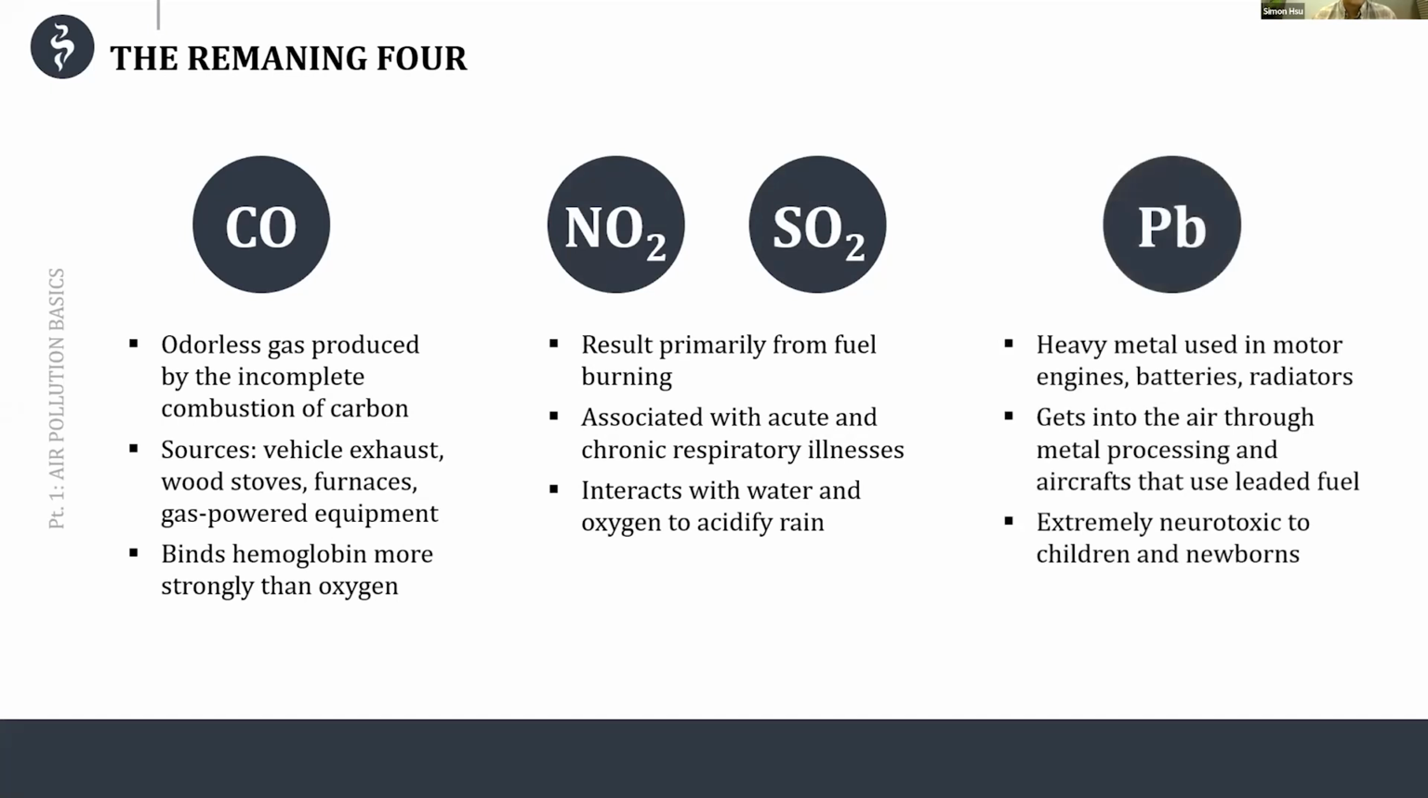And rounding out the top 6 is lead. Lead, of course, a heavy metal that's used in motor engines, batteries, and radiators. And what you may not know, which I certainly didn't know prior to doing this, is that lead can actually get in the air. And in the US, it's primarily through metal processing and aircrafts that use leaded fuel. And while toxic to adults, it is extremely neurotoxic to children and newborns.